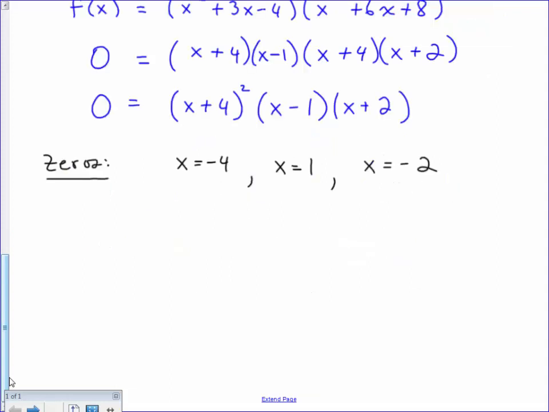Also notice that we can talk about multiplicities. The understood powers on these last two factors are 1. The power on the first factor was 2. So this 0 has a multiplicity of 2. Both of these have multiplicities of 1.